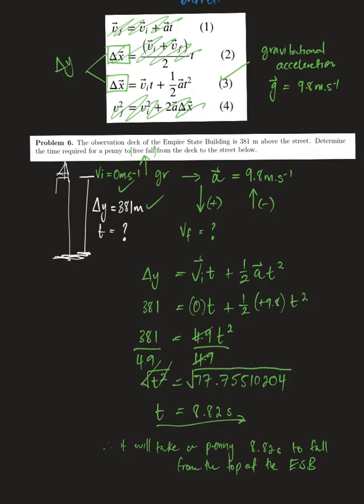Let's have a look at problem 7. It says a bowling ball is dropped on Jupiter from a height of 3 meters with an initial velocity of 4 meters per second. Let's look here at some information: bowling ball, Jupiter, height of 3 meters, and an initial velocity of 4 meters per second. The acceleration of gravity on Jupiter is 24.5 meters per second squared. How long does it take for the bowling ball to reach the surface of Jupiter?